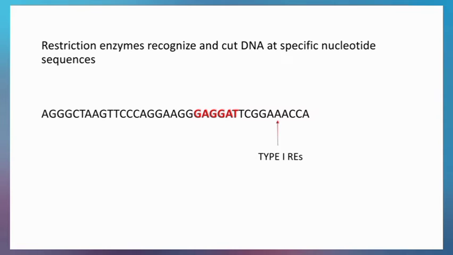Type 1 restriction enzymes do not cut the DNA at the restriction site, but after recognizing the restriction sites, they cut the DNA at some sequences that is away from the restriction site. Now to the other class of restriction enzymes, that is the type 2 restriction enzymes, they cut the DNA along the restriction site. They cut through the restriction site.